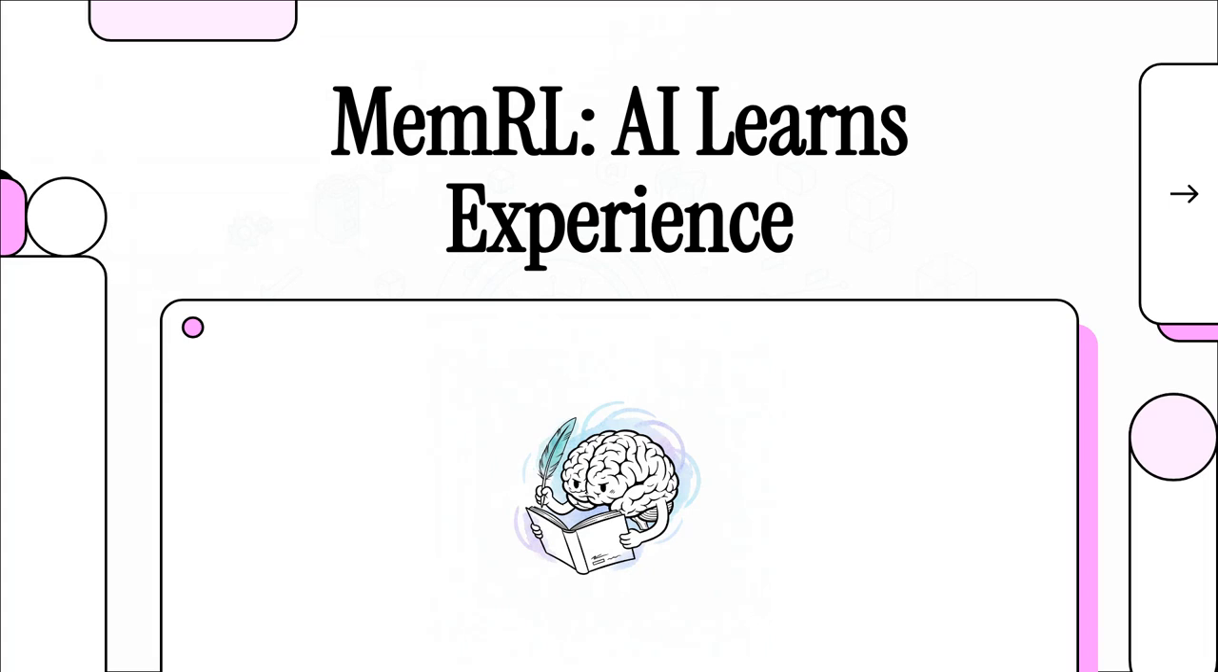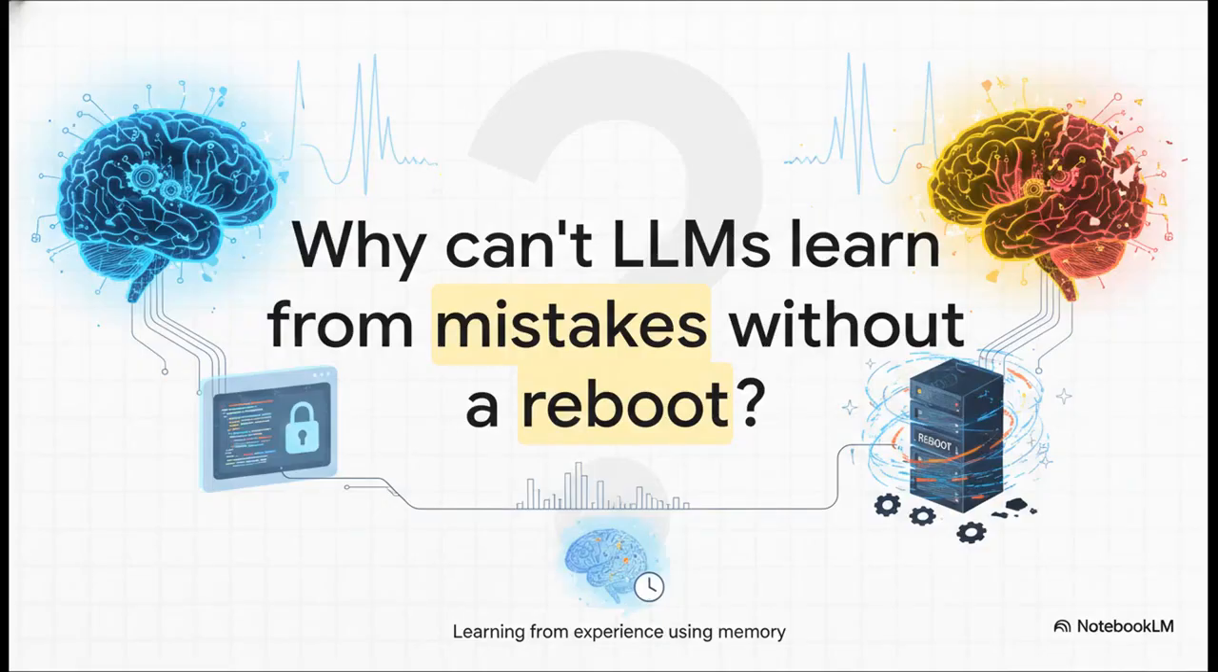Welcome to the Explainer. Today we're doing a deep dive into an agentic AI architecture that is, frankly, a game changer for anyone putting these things into production. It's called MemRL, and if you've ever deployed an agent and then pulled your hair out because it keeps making the same mistakes, well, you're going to want to see this. So let's get right to it.